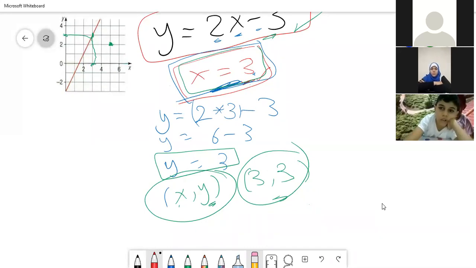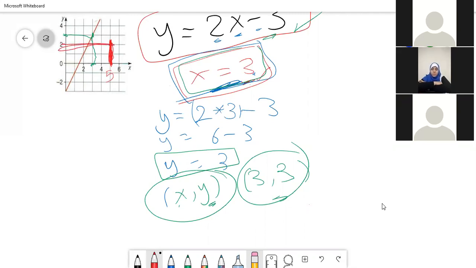So now, what is the value of x of this point? 5. The value of x of this point is 5. What is the value of y? 2. Okay. So 5 and 2. It is clearly that this point is not on the line, right?